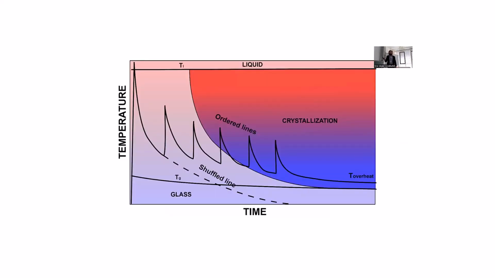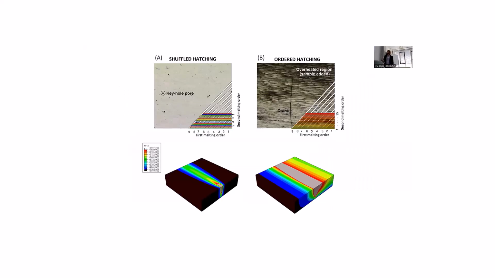This is very close to the graph that we've seen previously. When we are using standard strategies, we have global overheat, then crystallization, and then the dark color. When we are shuffling our lines, each line has enough time to really cool down. So when we have the second one, it's always in very similar conditions.